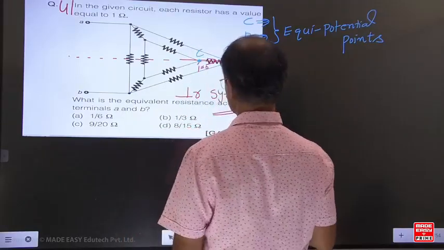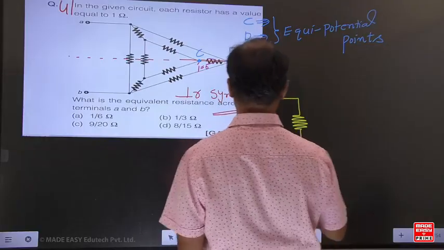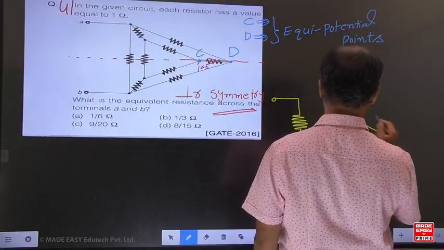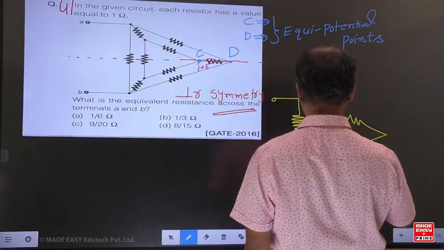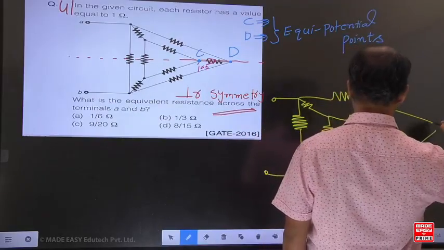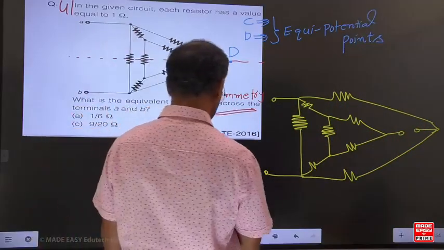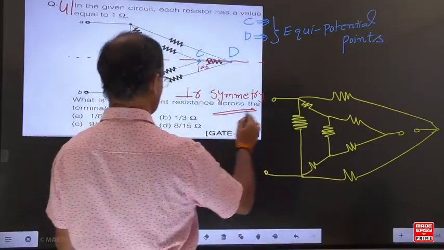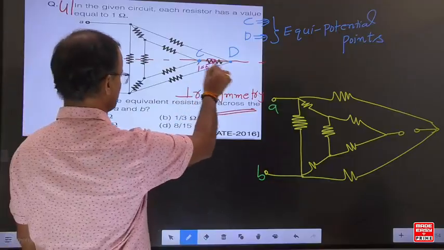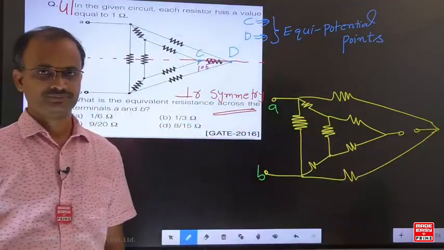Can you draw the simplified figure for this one? Can you draw the figure like this? क्या चाहिए आपको? We need the equivalent resistance with respect to A and B. देखो जी इधर पोटेंशियल डिफरेंस कितना है इधर? 0 बोलते हो. कैन यू ओपन सर्किट दिस पोर्शन?